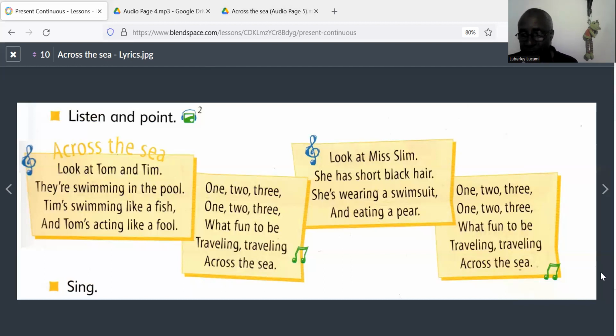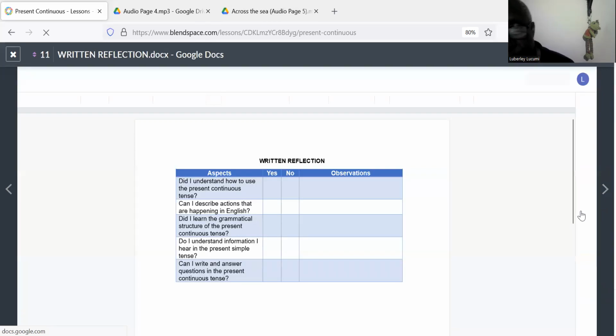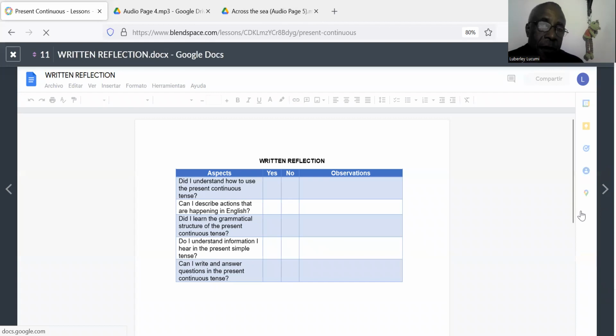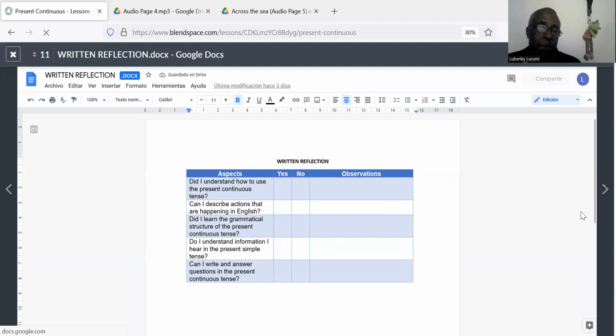Okay, let's continue. Okay, now you can see in the blank space a special activity in the chart. You can find this information, this chart, in this activity called written reflection. The main idea is to know your point of view about the class, if you have understood, or if you have some observation about the class.